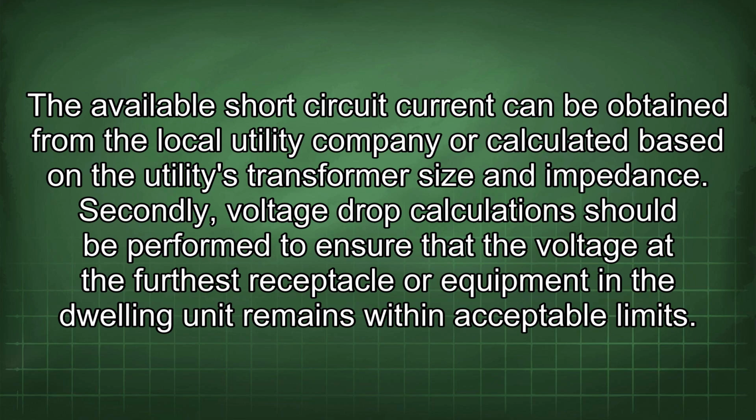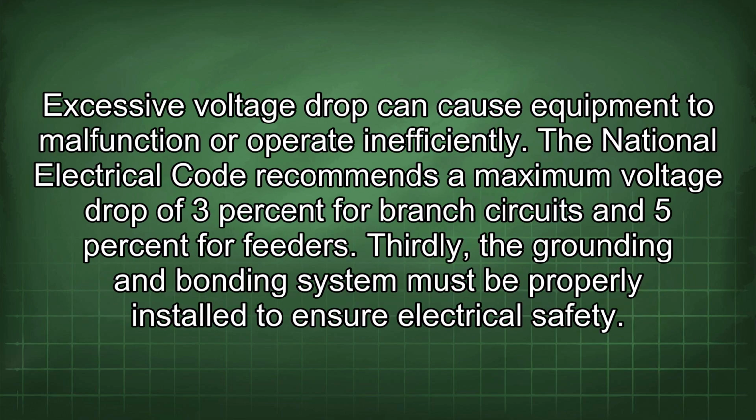Secondly, voltage drop calculations should be performed to ensure that the voltage at the furthest receptacle or equipment in the dwelling unit remains within acceptable limits. Excessive voltage drop can cause equipment to malfunction or operate inefficiently. The National Electrical Code recommends a maximum voltage drop of 3% for branch circuits and 5% for feeders.